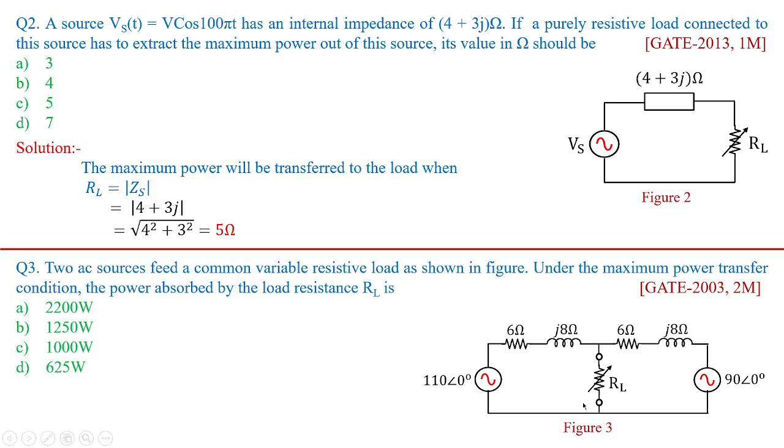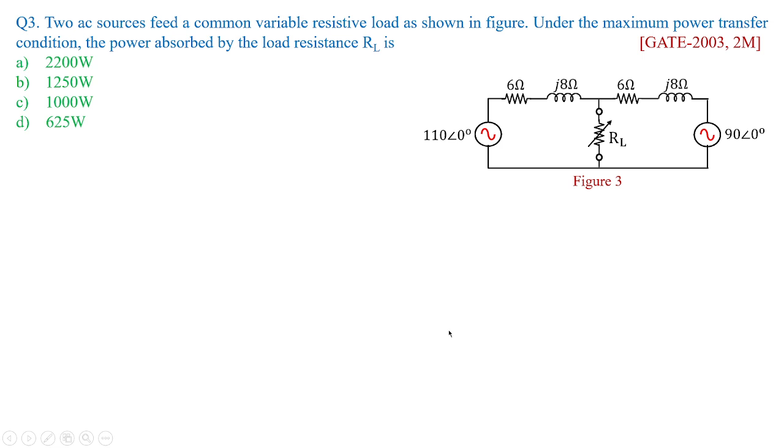For that, observe the figure carefully. You have 110 volts at 0 degrees angle and 90 at 0 degrees angle. Both are voltage sources. They are AC sources, and the values are given in the polar form. Whereas the impedance value is given in the rectangular form, that is 6 plus j8 ohms. Again here you have 6 plus j8 ohms. So how to solve this problem?